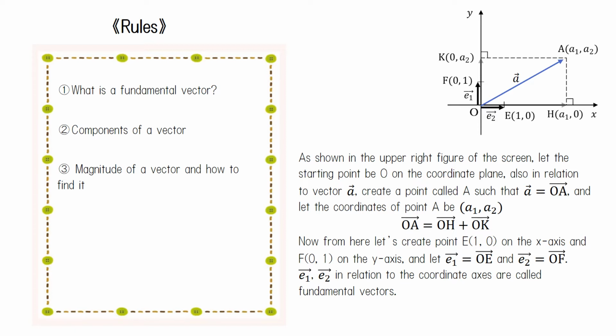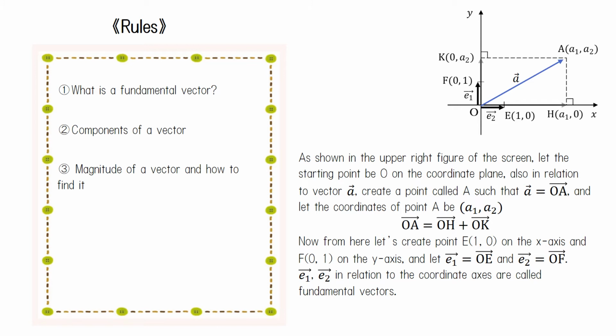As shown in the upper right figure of the screen, let the starting point be O on the coordinate plane. Also, in relation to vector A, create a point called A, such that vector A equals vector OA. And let the coordinate of point A be A1, A2.